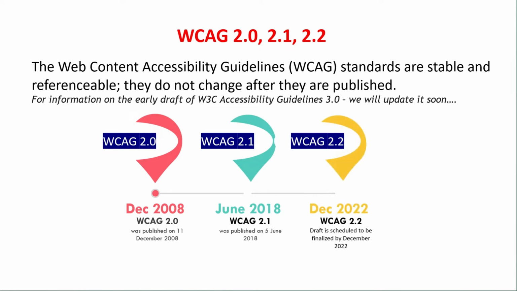WCAG 2.0, 2.1, 2.2. The Web Content Accessibility Guidelines, WCAG, standards are stable and referenceable, they do not change after they are published. WCAG 2.0 was published on the 11th of December 2008. WCAG 2.1 was published on the 5th of June 2018. WCAG 2.2 draft is scheduled to be finalized by December 2022. For information on the early draft of W3C Accessibility Guidelines 3.0, we will update it soon.